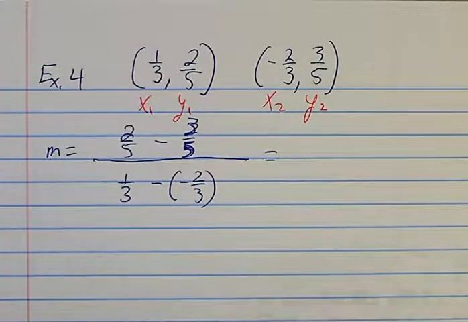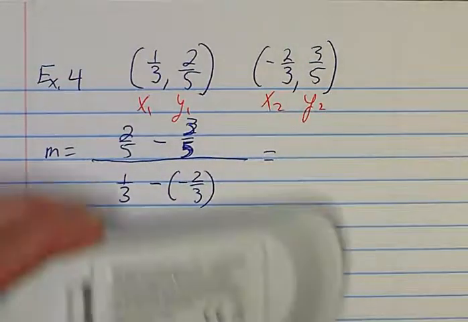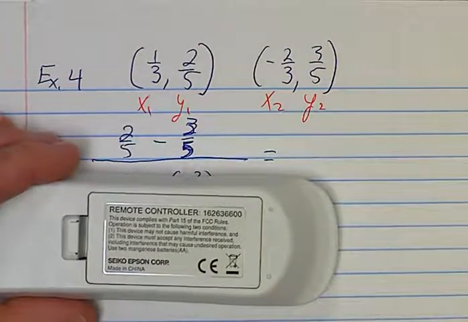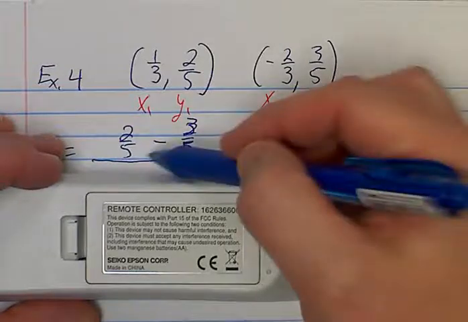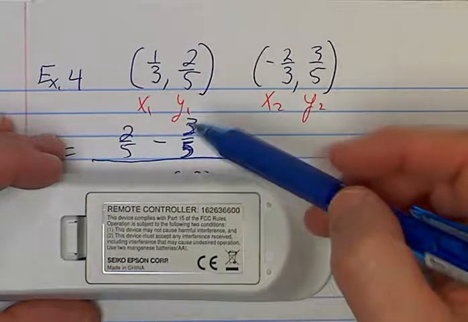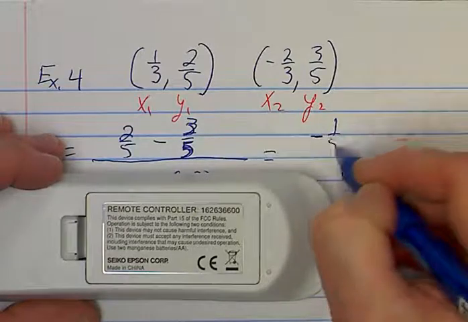Now, for the fraction problems, when you're doing these, you do these one piece at a time. When you've got the fraction that's here, just ignore the bottom part and just work on the top part. 2/5 minus 3/5. Now, as long as they're common denominators, you just subtract. So it's 2/5 minus 3/5. That's going to be a negative 1/5.